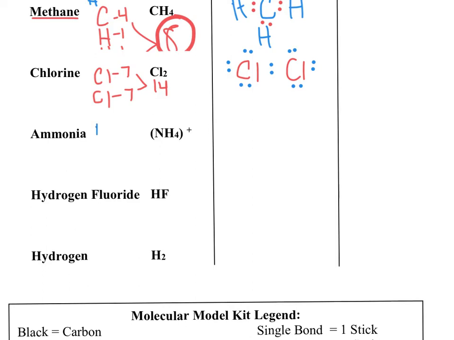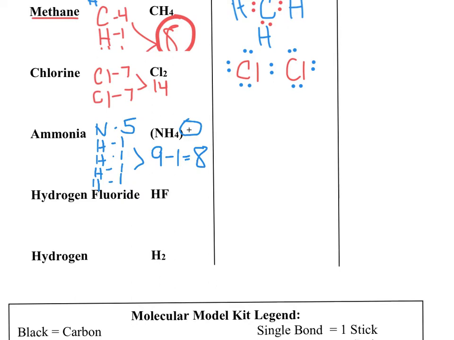Ammonium is NH4. So there's 4 hydrogens for every 1 nitrogen. If I look on the periodic table, nitrogen is in group 15, so it has 5 valence electrons. Each hydrogen has 1, so when you add all that up, 1, 2, 3, 4 plus 5 is 9. You have 9 valence electrons. But this has a positive 1 charge. And if you have a positive 1 charge, that means you have to take away 1 electron. So we really have 8 valence electrons to work with.